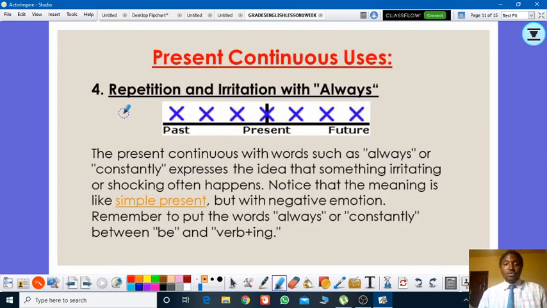The usage number 4 for the present continuous tense is repetition and irritation with always. The present continuous tense with words such as always or constantly expresses the idea that something irritating or shocking often happens. Notice that the meaning is like simple present but with negative emotion. Remember to put the words always or constantly between be and the verb with ing, the gerund.